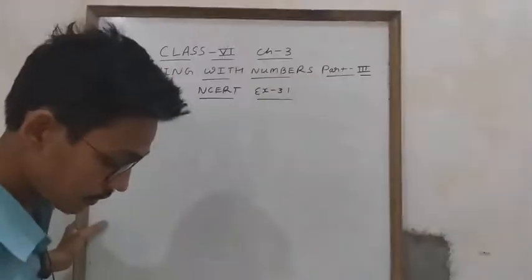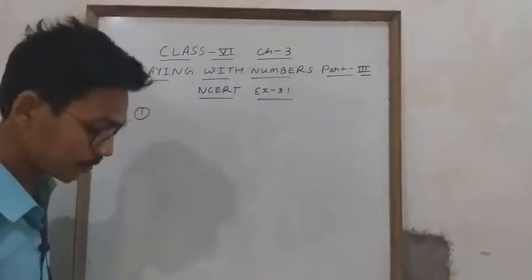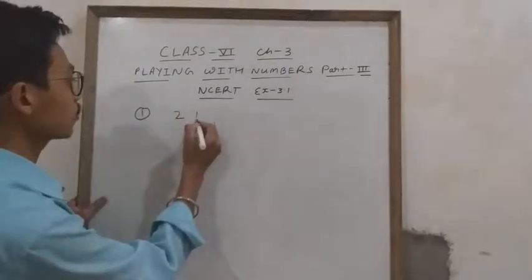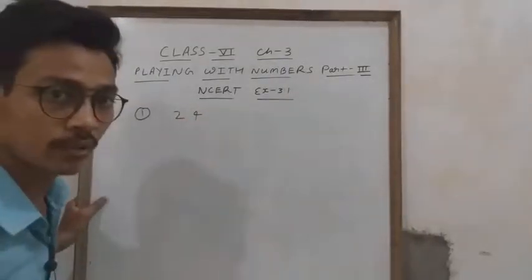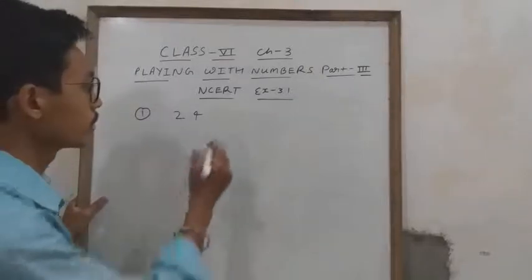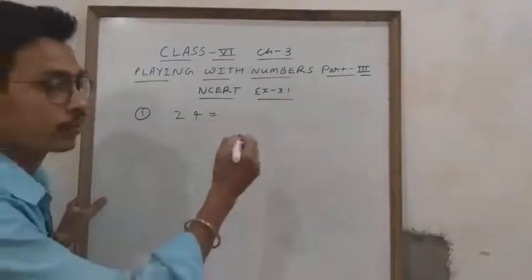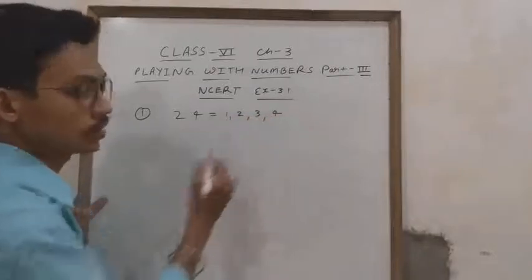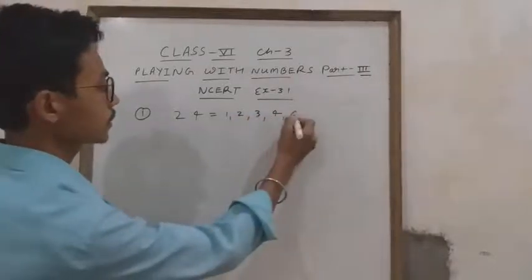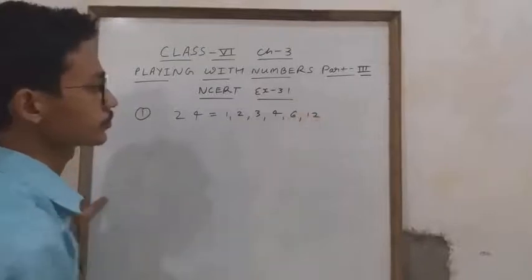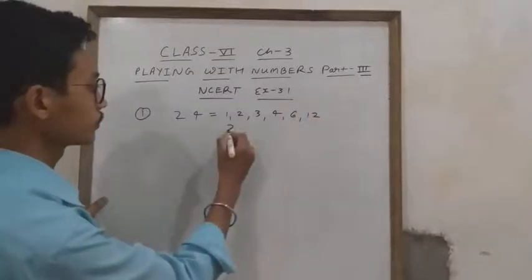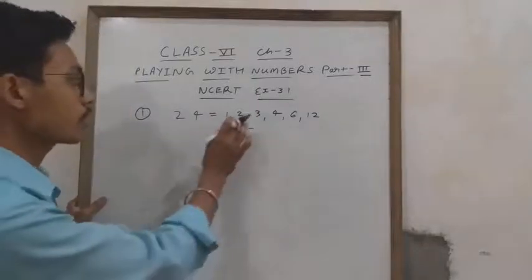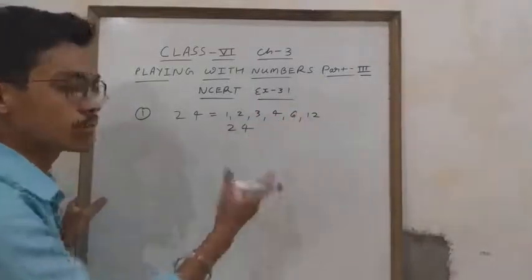The first question is given, students. Write all factors of the following. One question is given, like 24. You have to write all factors of 24. You know that 24 is divisible by 1, 2, 3, 4, 6, 12 or 24. Clear, students? So 24 is divisible by 1, 2, 3, 4, 6, 12, 24.